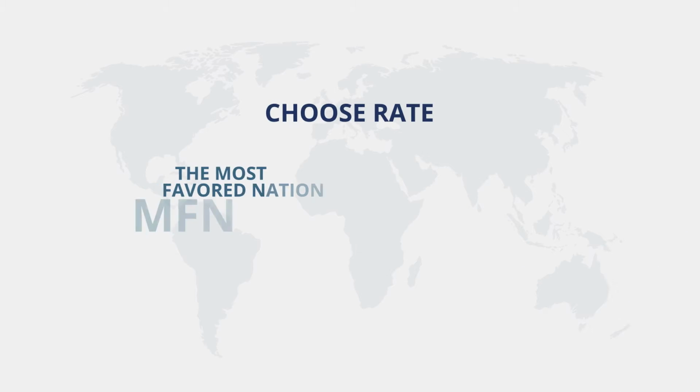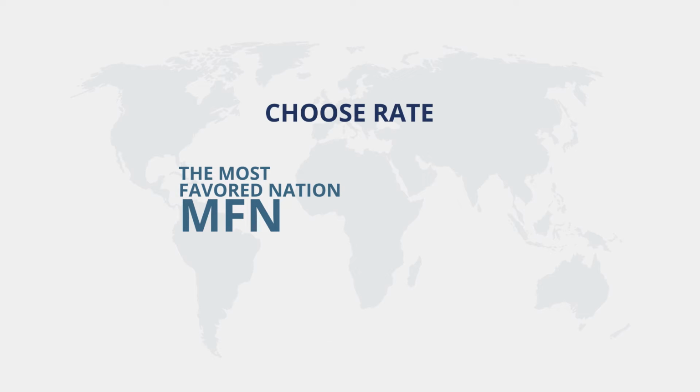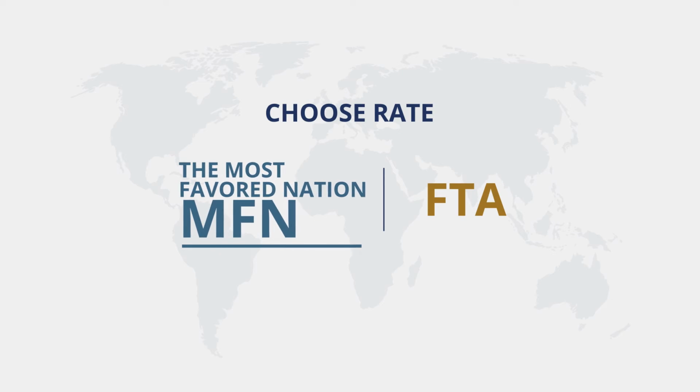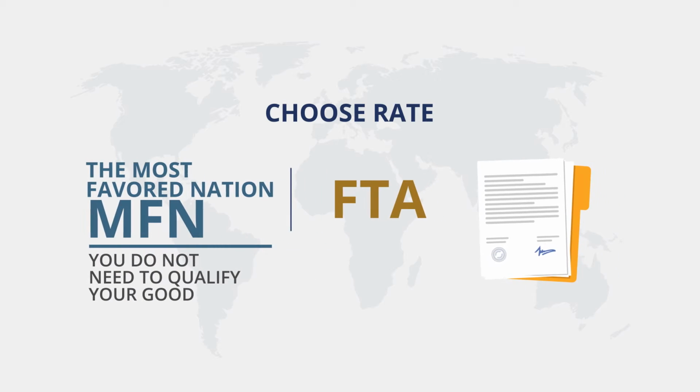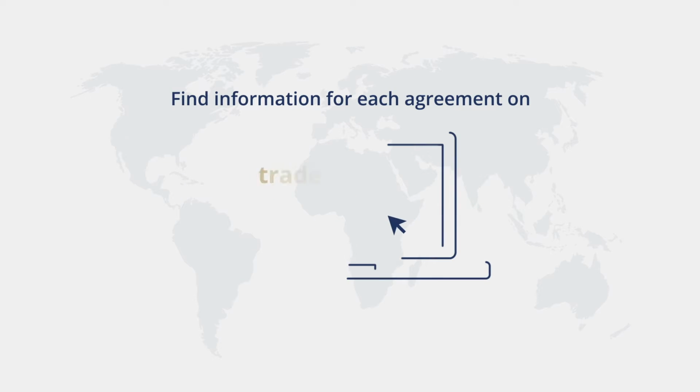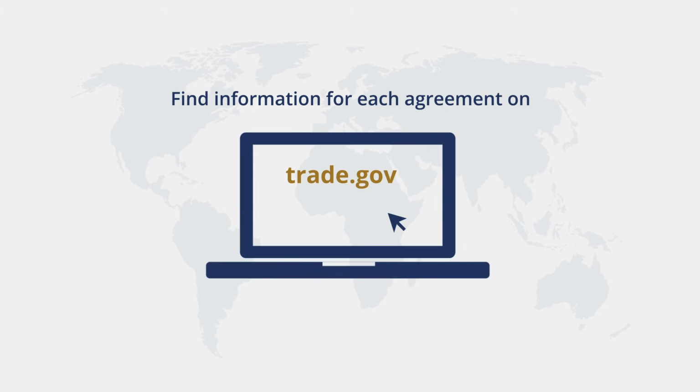You will choose between the regular tariff rate, known as the Most Favored Nation or MFN rate, or the FTA rate. If you choose the MFN rate, you do not need to qualify your good. If you choose the FTA rate, review the trade agreement and its qualification process. You can find information for each agreement on trade.gov or ustr.gov.